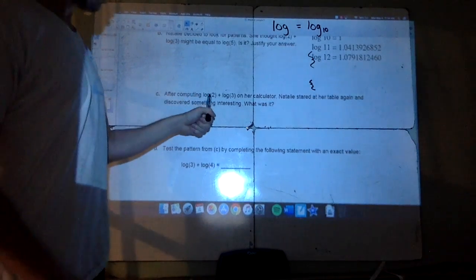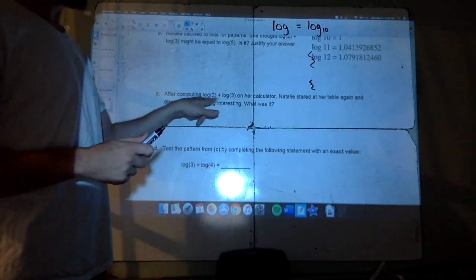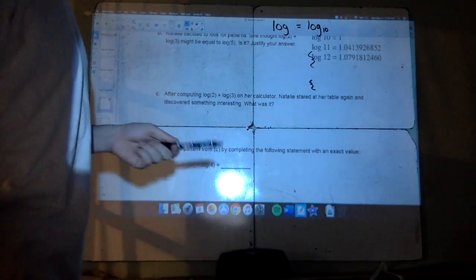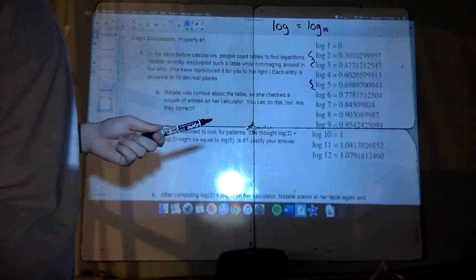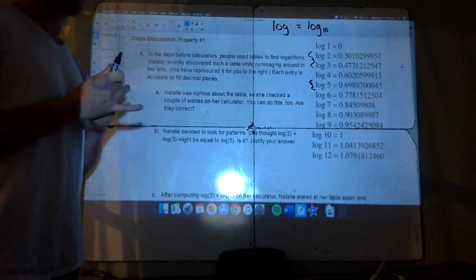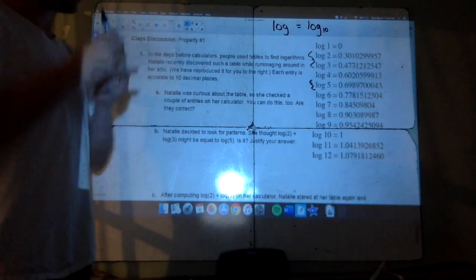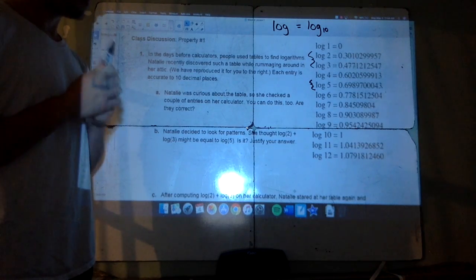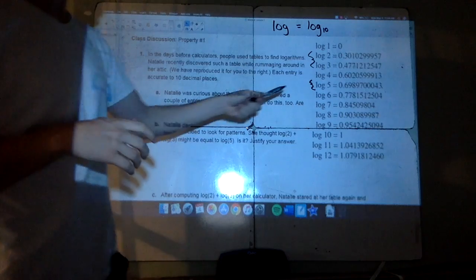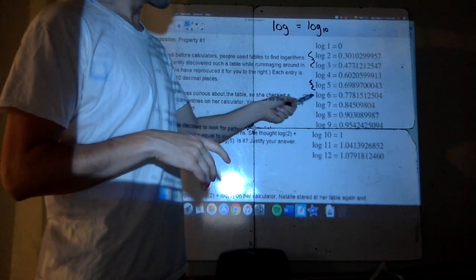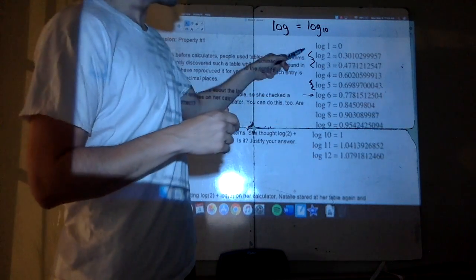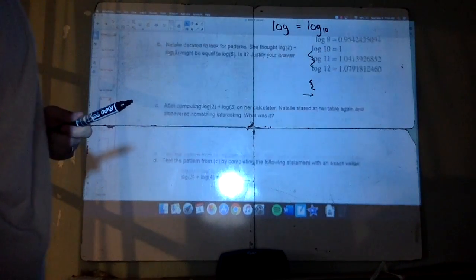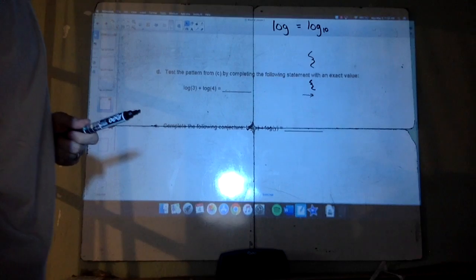So after doing log 2 and log 3, if you have not done this in your calculator, add those together, do it. And then she looked at the table and she noticed something interesting. What do you think she noticed, or what do you notice? So if you said it was log 6, you would be correct. Log 2 plus log 3 got us log 6. So what kind of pattern are we seeing here?